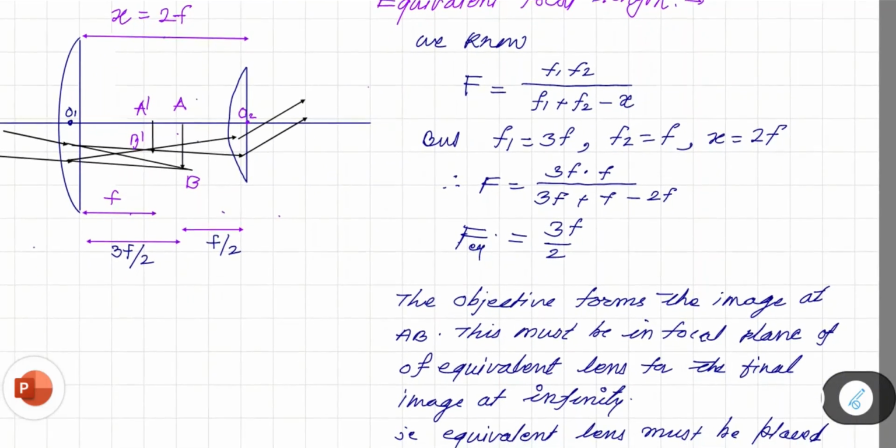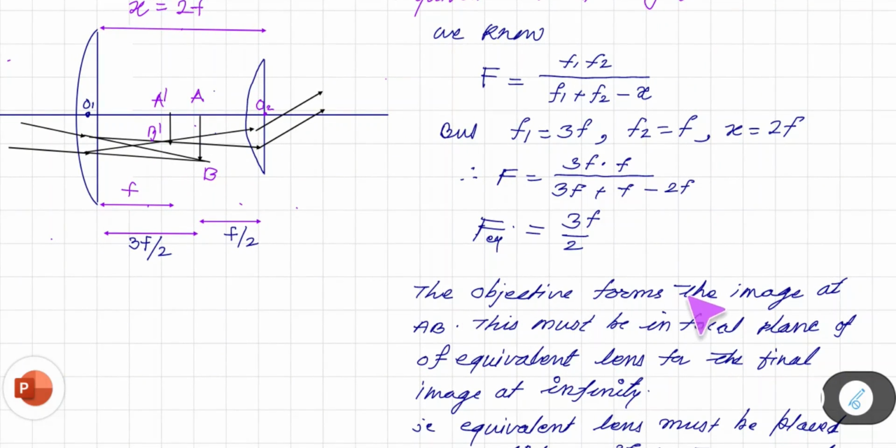So the objective forms the image at AB. This must be in the focal plane of the equivalent lens for the final image at infinity. Remember that due to these parallel rays we get the image at infinity, so obviously the object whose image is formed must be at the focal plane. So the objective lens forms the image at AB. This must be in the focal plane of the equivalent lens for the final image at infinity.